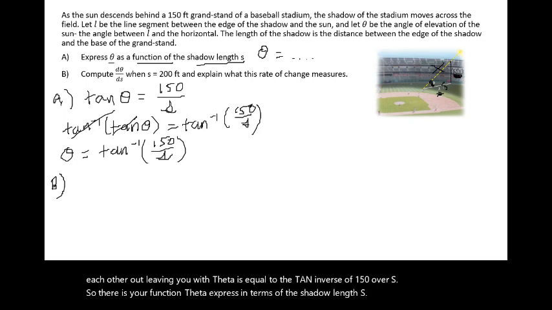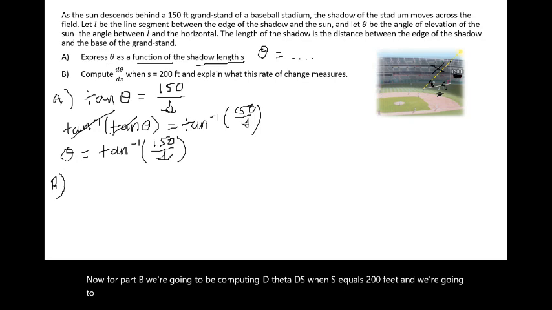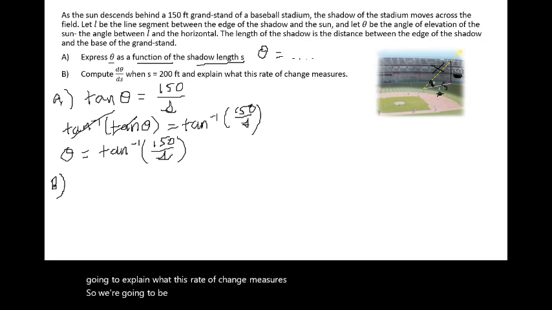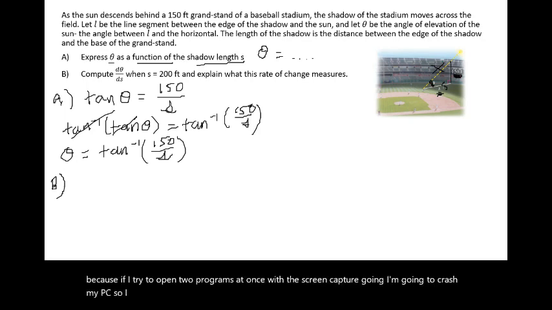Now for part B, we're going to be computing d theta ds when s equals 200 feet, and we're going to explain what this rate of change measures. So we are going to be calculating a numeric derivative. I can't show you on this same video because if I try to open two programs at once with the screen capture going, I'm going to crash my PC. So I did post a video on how to evaluate a numeric derivative on a calculator, and I will leave a link to that video in the description.